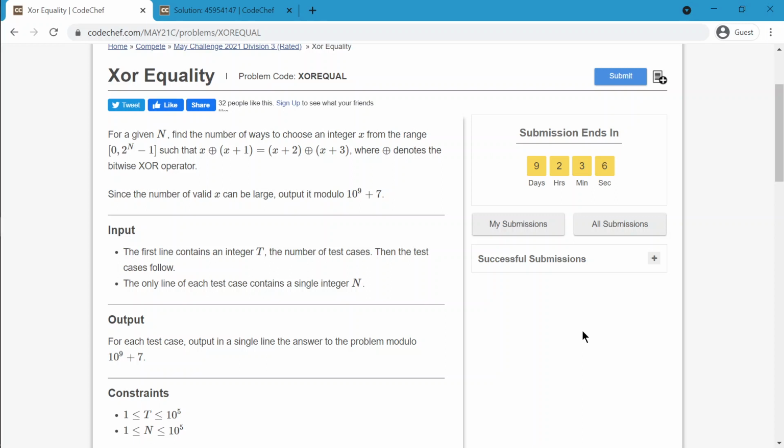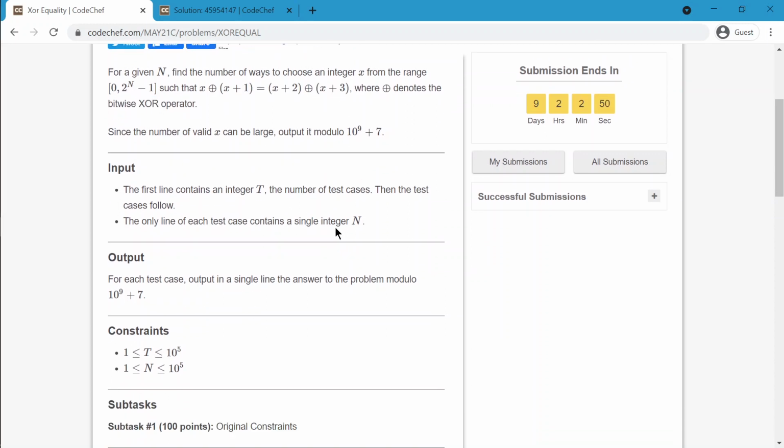So I will quickly read the problem statement here and briefly explain it, and after that I will explain the complete logic of the code. For a given n, find the number of ways to choose x from this range such that it satisfies this condition.